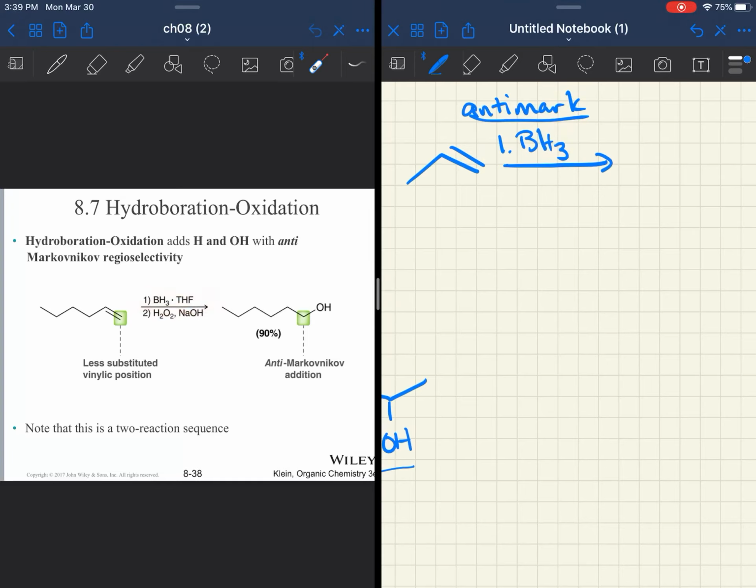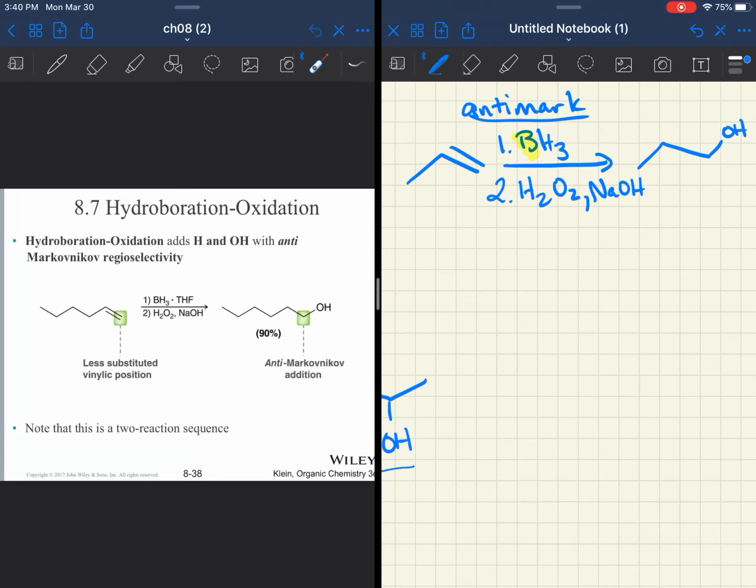You might see BH3, you might see BH3 THF. THF is a solvent that helps stabilize this. You might see B2H6. Later on, you may see an R group involved. What I want you to focus on there is that boron. You're not going to see boron in any other types of reactions. The second step is going to be the oxidation, and it's going to use peroxides. I like to note that because peroxides were also involved in the anti-Markovnikov addition of HBr.